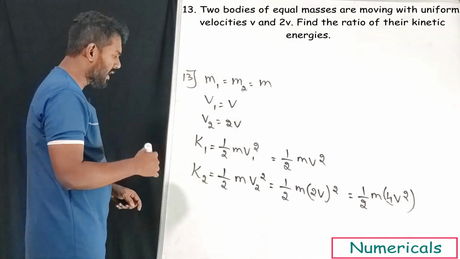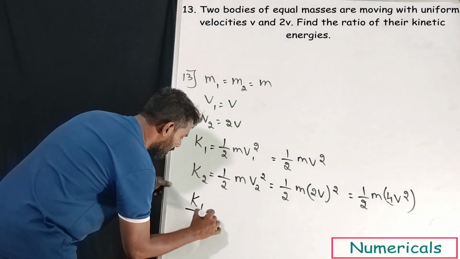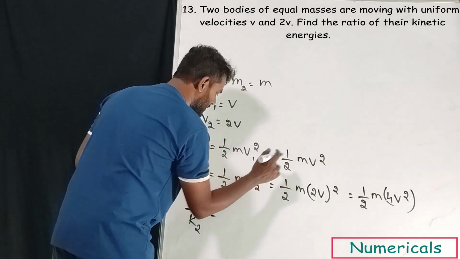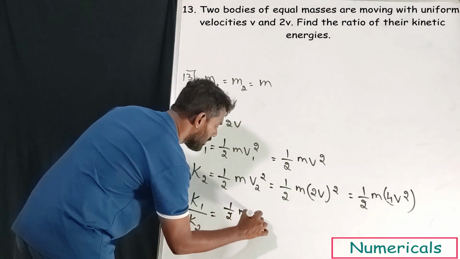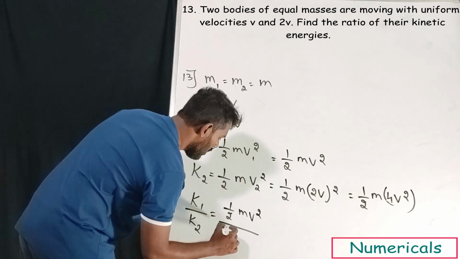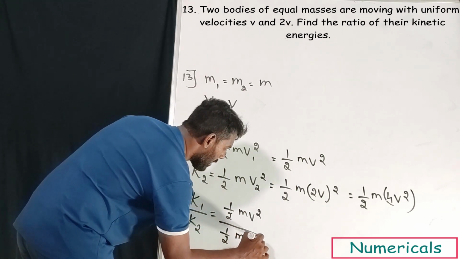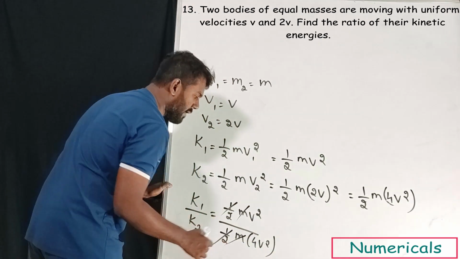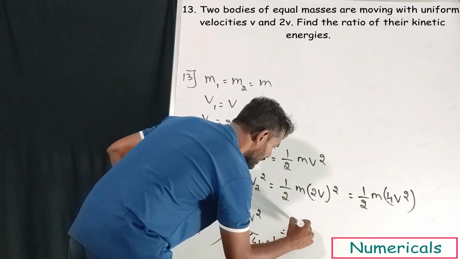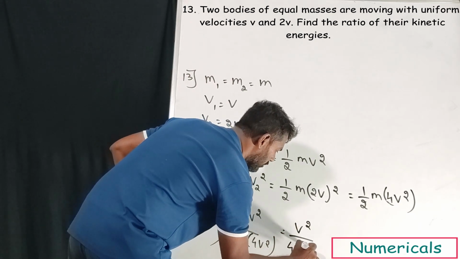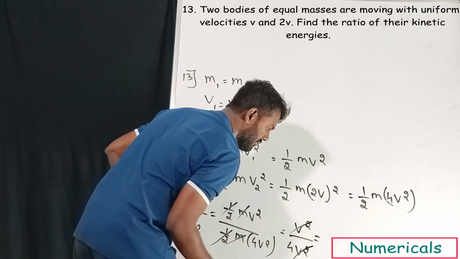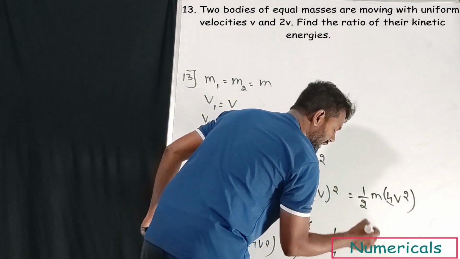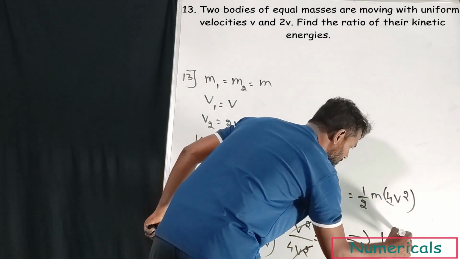Now we will substitute in the ratio form. K1 by K2 is equal to, first we will substitute the K1 value. What is that? Half m v square. What is the K2 value? Half m 4v square. Half will get cancelled, m and m will get cancelled. So here we have v square and 4v square. V square and v square will get cancelled. We are left with 1 by 4. So 1 by 4 we can write in the ratio form as 1:4.